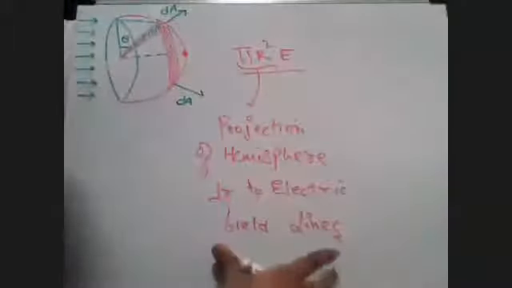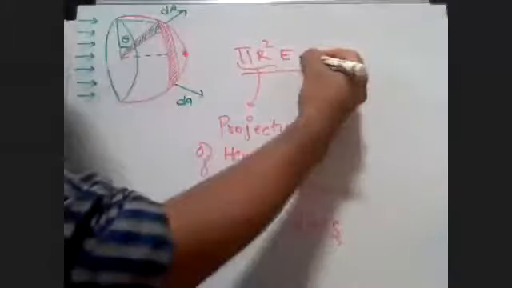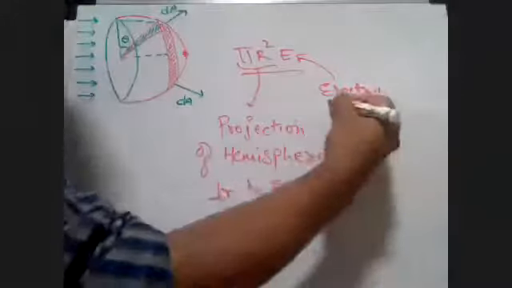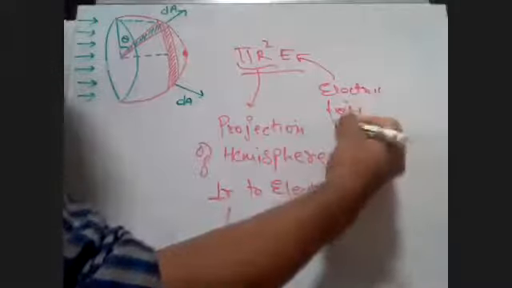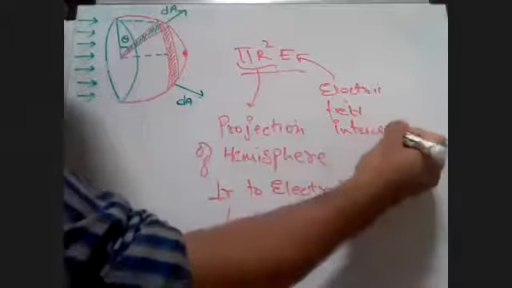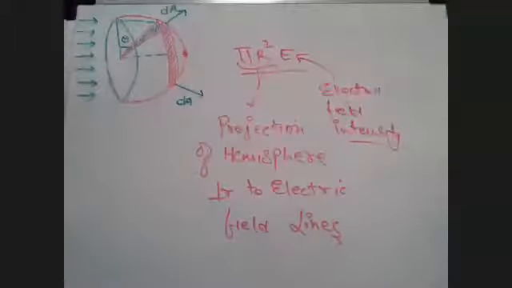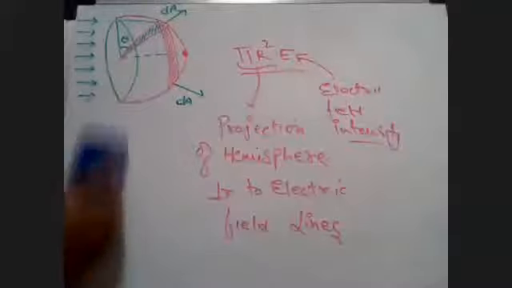Projection of hemisphere perpendicular to electric field lines into electric field what? Intensity. Yes, we learnt electric field intensity, kq by r square. If you all forgot, tell me and I will explain everything again. No problem. You all have to understand. That's it.